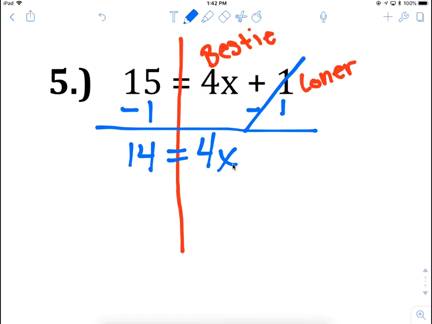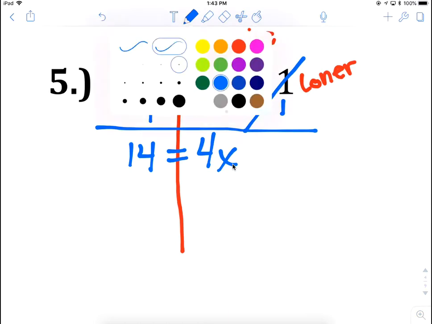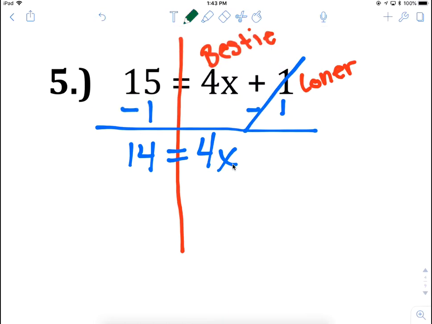Okay. Our next step, we're still trying to get x by itself. So our next step is we're going to go ahead and get rid of our best friend. It's our party. It's over. People are leaving. That 4 is going to leave next. So what is that 4 doing with x? That 4 is actually the same as saying 4 times x. That's multiplication. So if the 4 is multiplying, how would we cancel it? We would divide. That's the opposite.